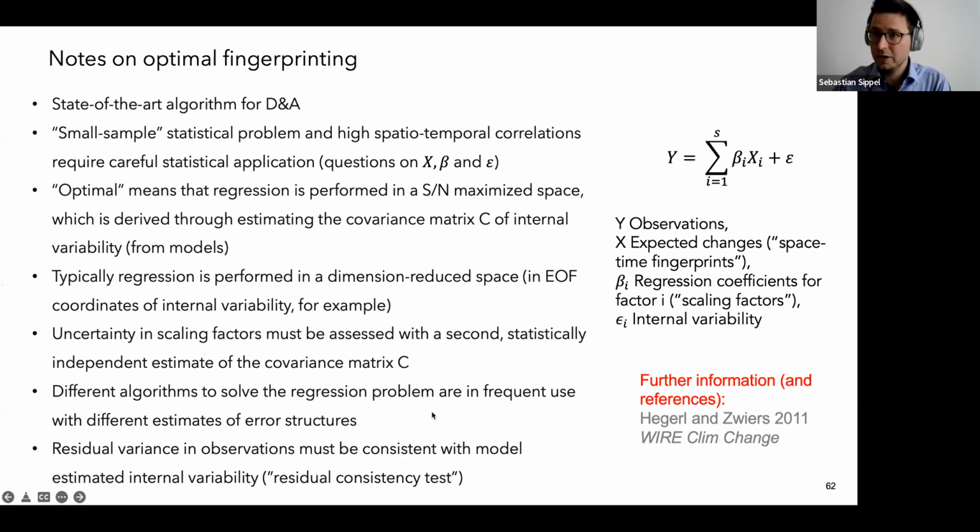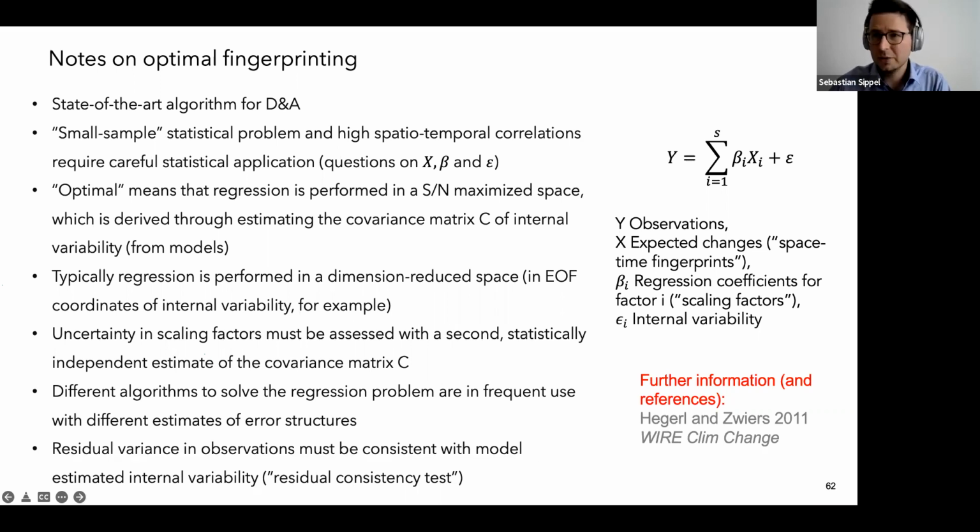And then as a last point, before you can claim attribution, you have to make sure, just repeating myself, that the residual variance you get, so this epsilon in your fit, which is basically the residual variance that you cannot explain in observations, must be consistent with the model-estimated internal variability. That's typically tested in a statistical test called a residual consistency test, testing if the residuals are consistent with internal variability as simulated by the models.